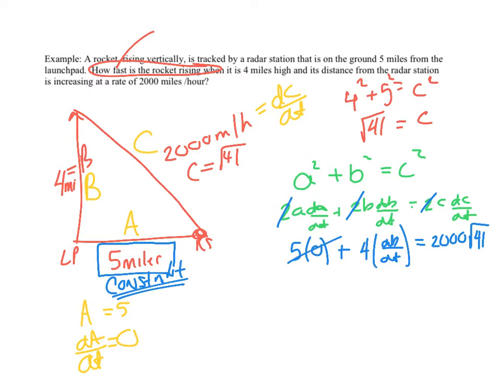Obviously, 5 times 0 is 0. I'm just going to divide out that 4. So I'd say dB/dt is equal to 500 radical 41. Now, of course, we need some units, and it's a rate. That's the key word, so I'm going to say miles per hour.